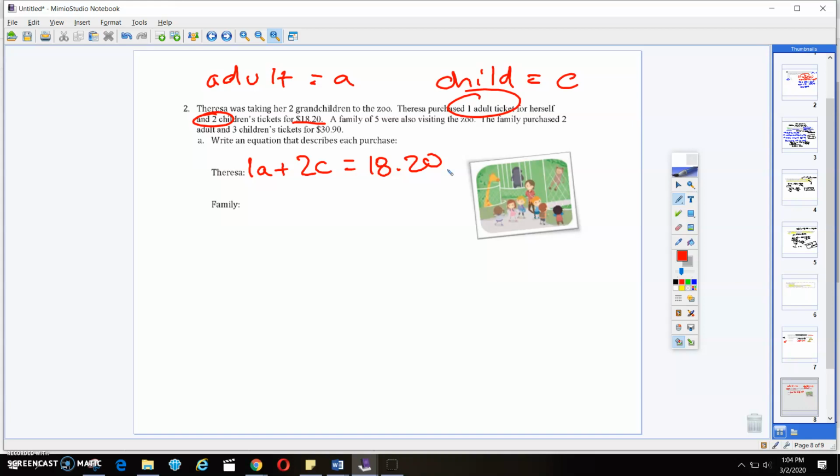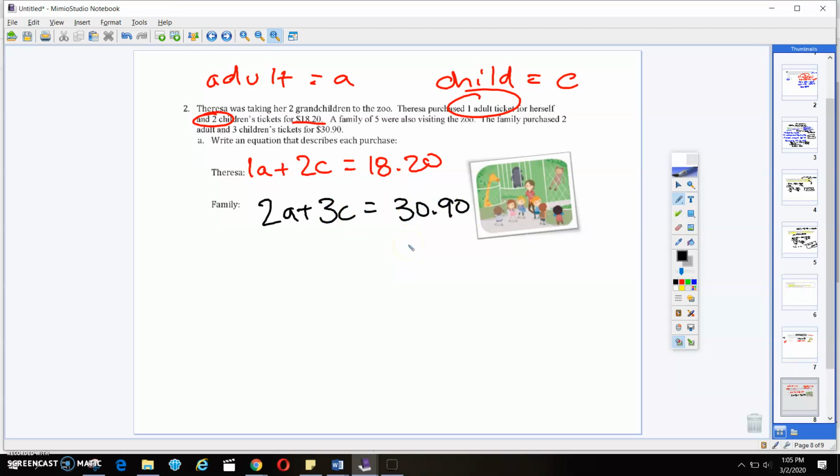Let me say that again. This is still a linear function. If I solved for one of these variables, it would be a linear equation, right? Yes, no? Okay, all right. Go ahead and take a moment and try to write an equation for the family of 5. Take a moment. So, Renaya said that is going to be 2A, 3C equals $30.90. Boom.